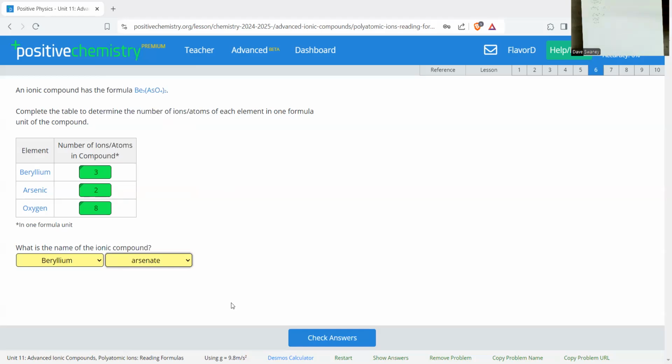Why don't we use a Roman numeral on beryllium? Because look at your periodic table, hit pause, go look at it. The charge is always +2. I shouldn't have to tell people that. They can go look it up.